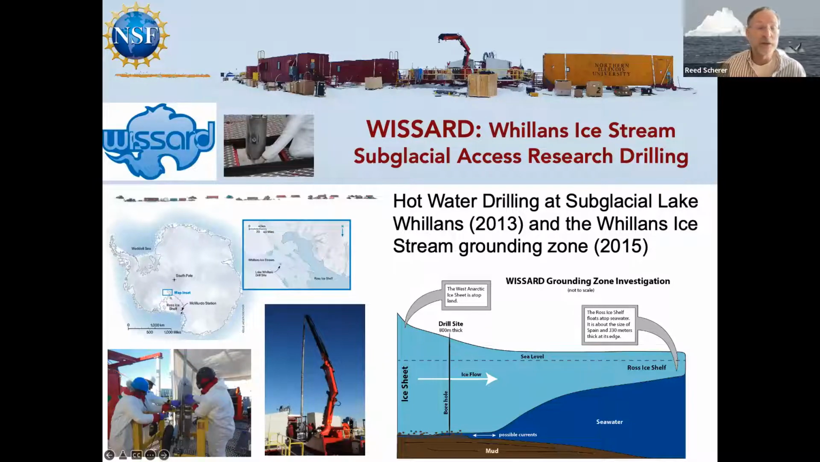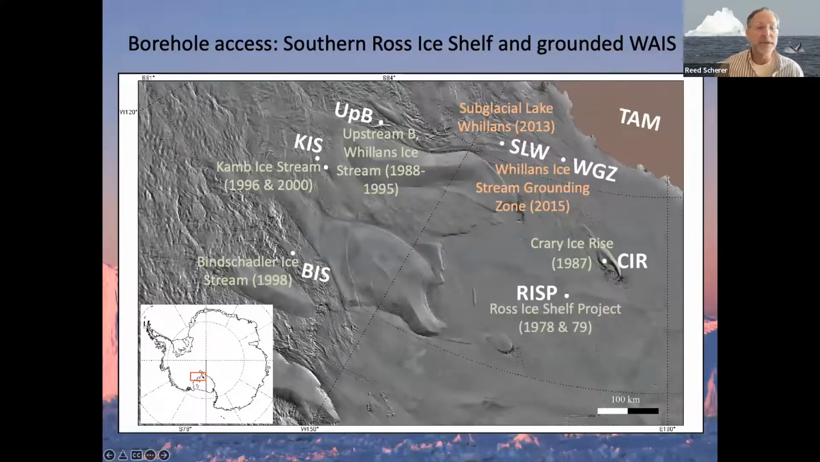More recently, we returned to this area for drilling into subglacial Lake Whillans and to the grounding line at the Whillans Ice Stream with the WISSARD Project. Many of you are familiar with that. So here's a compilation of this region and all of the samples that had been recovered, starting with the sediment cores recovered from the Ross Ice Shelf Project in the late 70s, a sample collected for Bob Bindschadler's program quite by accident at Crary Ice Rise. They were not intending to go through the ice. They just were going to put thermistor cables in, but they ran into the bottom and it came up with goop stuck on it. And so I was able to get my hands on that.